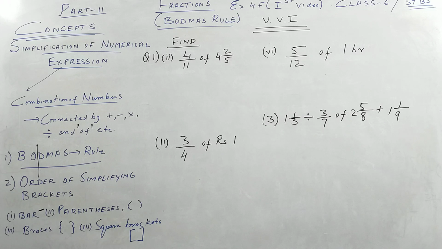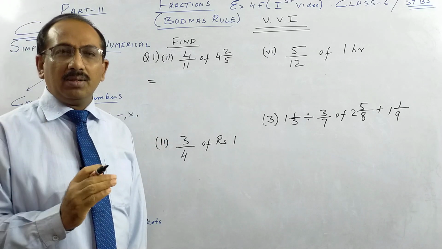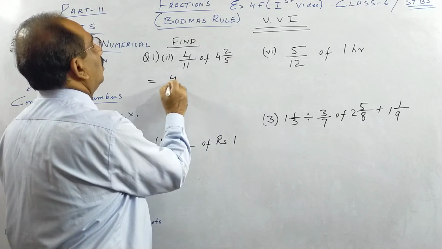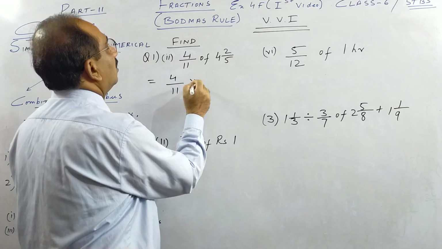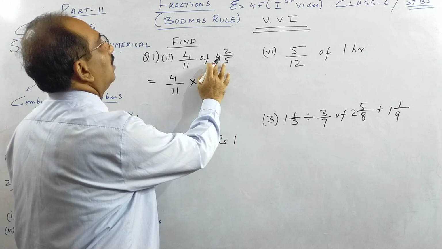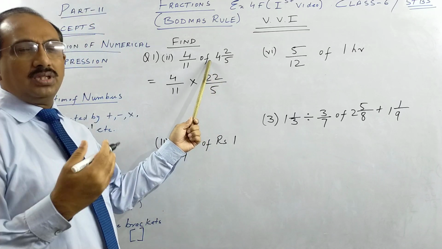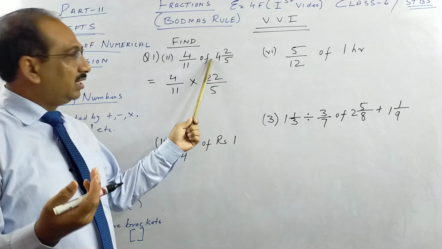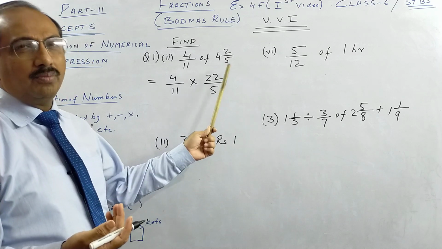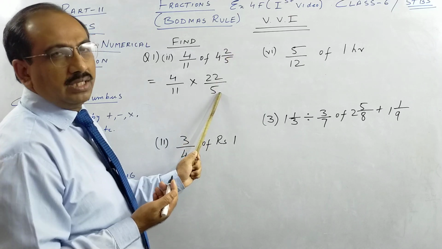4f. Now let us see the first sum. Before I apply 'of', which becomes multiplication, first of all let us convert the mixed fraction into an improper fraction. So 4 5s are 20 plus 2, 22 by 5. In my earlier video you have seen two very important things: how to convert a mixed fraction to improper and how to convert improper to mixed. So 4 5s are 20 plus 2, 22, and the denominator remains the same.